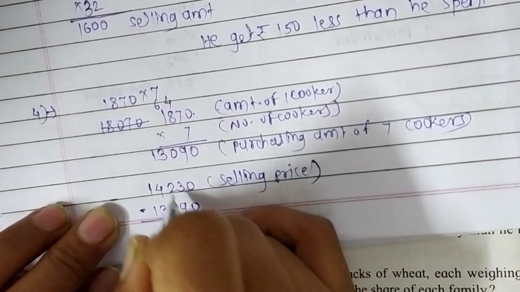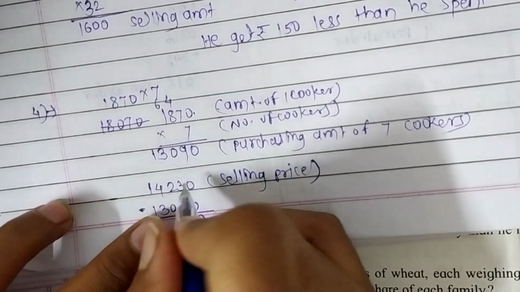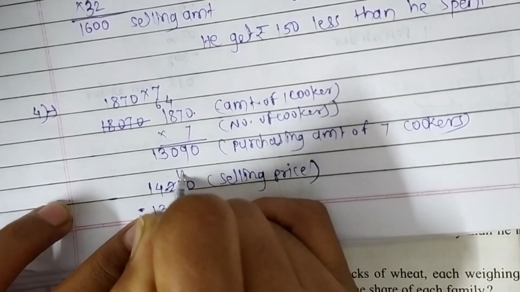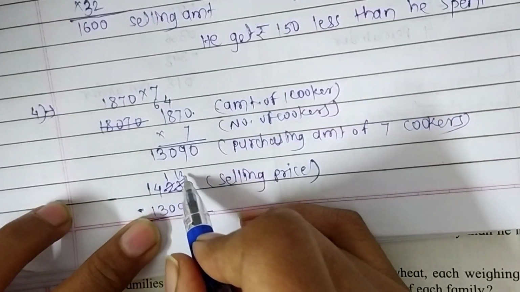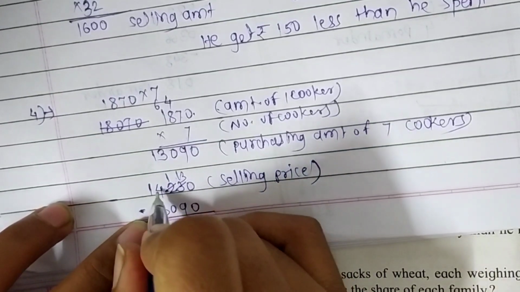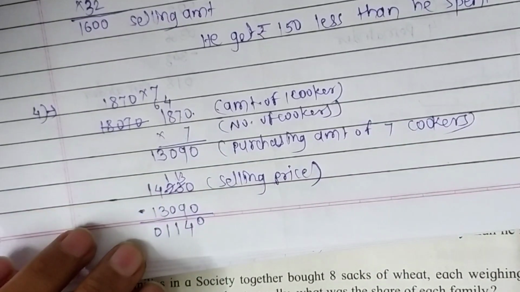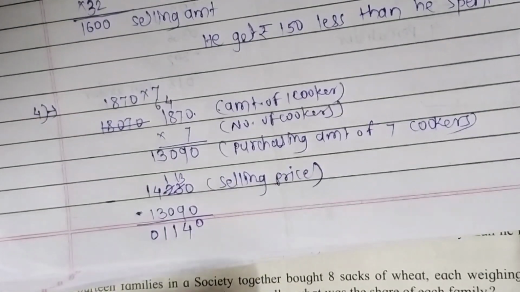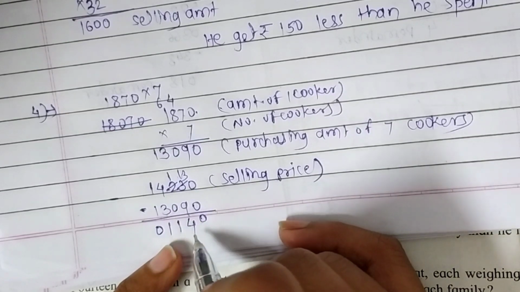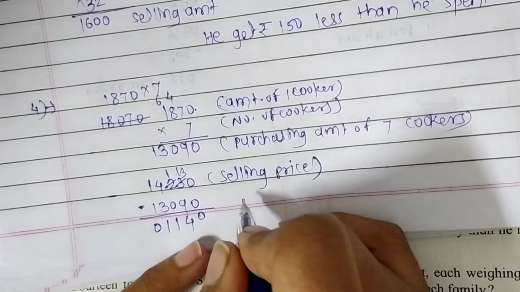0 minus 0, it's 0. We can't subtract 9 from 3, so let's take 1 from 2. Now the amount we get here is 13 and here is 1. 13 minus 9, it's 4. 1 minus 0, it's 1. 4 minus 3, it's 1. And 1 minus 1, it's 0. Here he gets 1140 rupees more. So just write it in words.